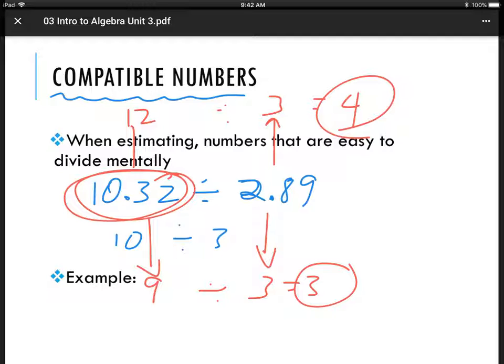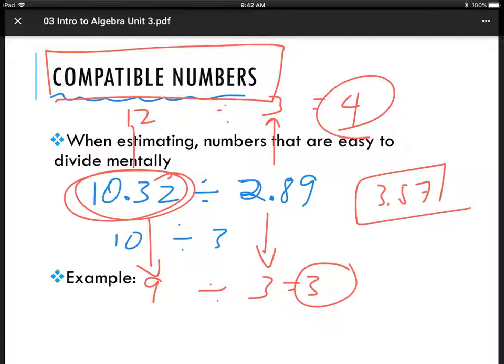In fact, it's about 3.57. So notice that that's not too bad. Whichever way you rounded, you would still be pretty darn close. Again, compatible numbers are numbers that are easy to divide together. We'll have some practice on that, so don't worry about it.